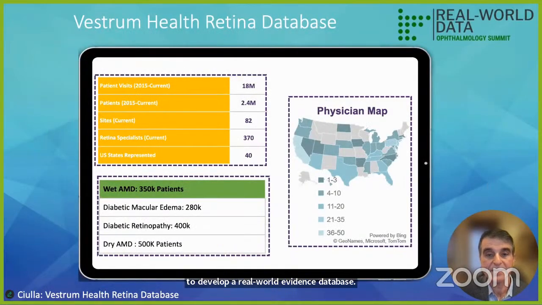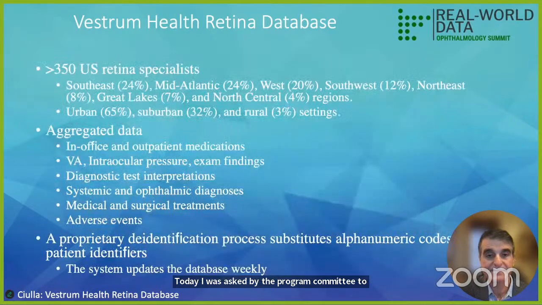Another EHR database is the Vestrum Health Retina database. It includes 2.4 million unique patients and 18 million patient visits from U.S. retina practices. Importantly, as a retina specialist database, it differs from the IRIS registry, which includes all specialties. Today I was asked by the program committee to focus on the Vestrum Health Retina database.